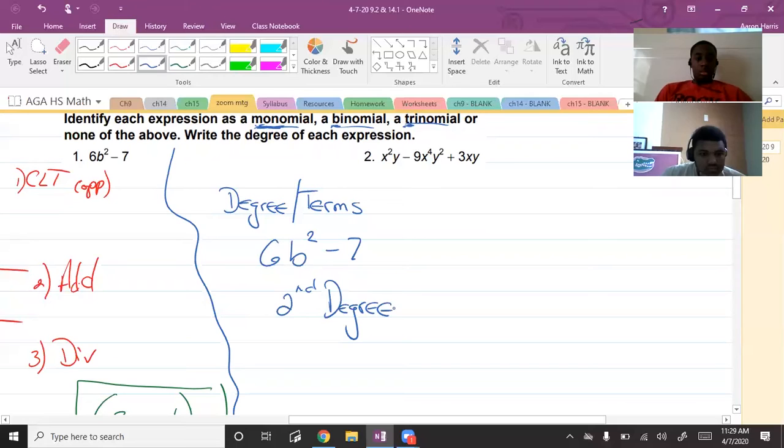Now, you should be able to see this. How many terms are there? Terms are separated by what? Plus or minus signs. I only have one of them. So I know I have two different terms. So therefore it is a binomial. So there we go. Binomial right there. Okay.